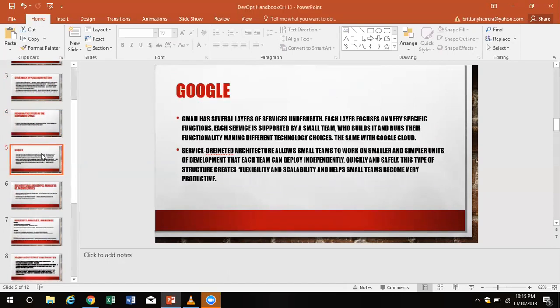With Google, Gmail had several layers of services underneath it. Each layer focused on very specific functions, and each service was supported by a small team who built it and ran its functionality, making different technology choices. The same goes for Google Cloud. Service-oriented architecture allows small teams to work on smaller and simpler units. Each team can deploy independently, quickly, and safely. This type of structure creates the flexibility and scalability that helps small teams become very productive.